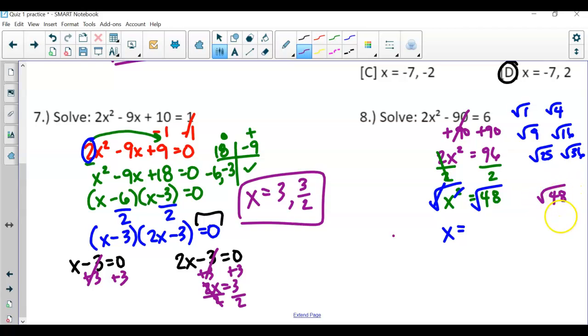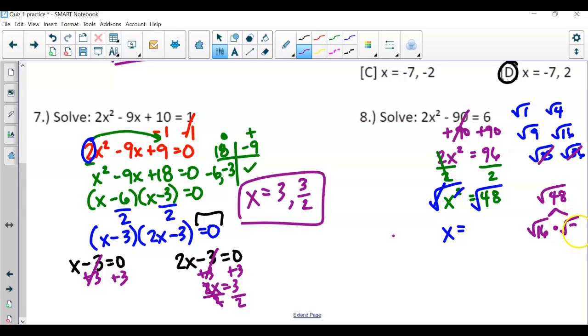I'm looking for what perfect square is a factor of 48. Well, 48 divided by 36, that's too big. And I know 25 doesn't go into 48 because that's our quarters. So 48 divided by 16, can that be divided evenly? Yes. When you divide 48 by 16, you get 3.